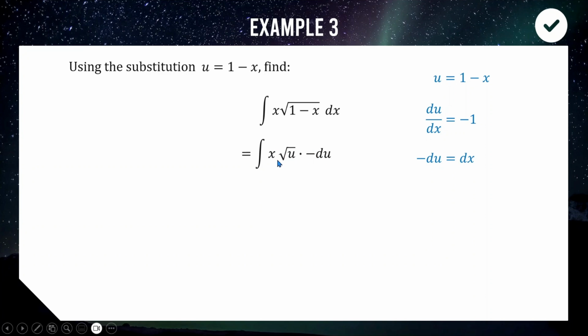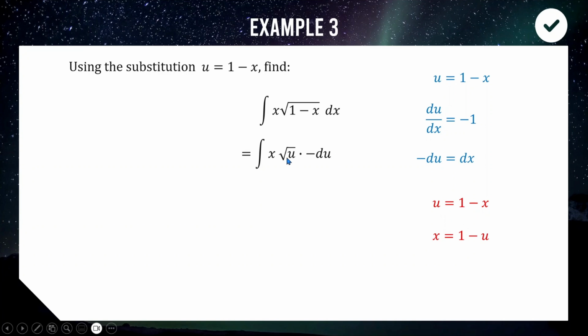So we need to translate this by going back to our substitution and getting an expression for x in terms of u that we can substitute in and then proceed. So back to our substitution, which is u equals 1 minus x. We're going to rearrange this to make x the subject, which is pretty easy. We can just add the x across to the left-hand side and minus the u across to the right-hand side. So we get x equal to 1 minus u.